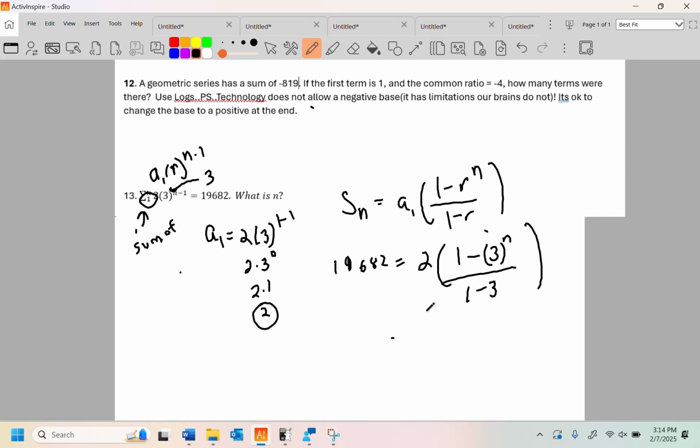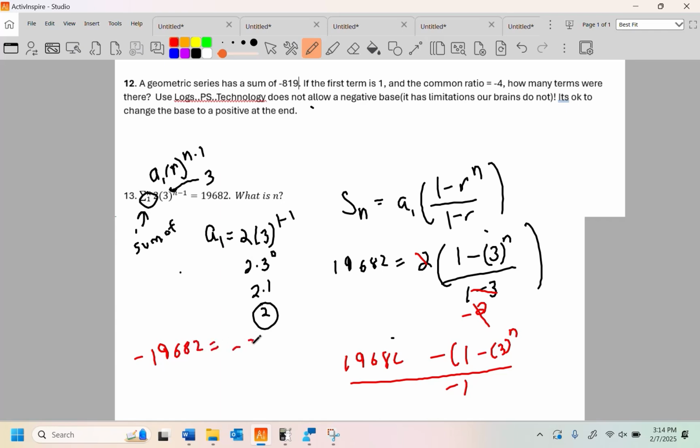All right, let's see what happens. I know that 1 minus 3 is a negative 2. And I know that 2 over negative 2 is a negative 1. So I have a negative 1 minus 3 to the n. And it's still equal to 19,682. So I'm going to divide out that negative. That's going to give me negative 19,682 equals negative 3 to the n. And I'm going to divide out this negative again. And this one works out okay because we end up with positive.